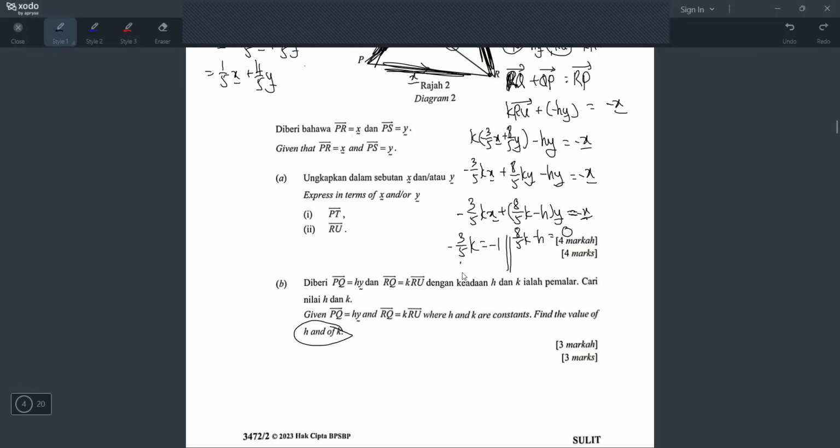Alright, okay, let's try to find k now. Negative 1 times 5 over 3, which is 5 over 3. The negative will disappear, become positive. And then I will substitute the k inside here. Now you will be left with 8 over 5k, which is 5 over 3, minus h equals 0. The h I can just move over, become positive, and then the 5 cancels, leaving 8 over 3, right? So your h is 8 over 3 and your k is 5 over 3. Okay, so that's the answer.